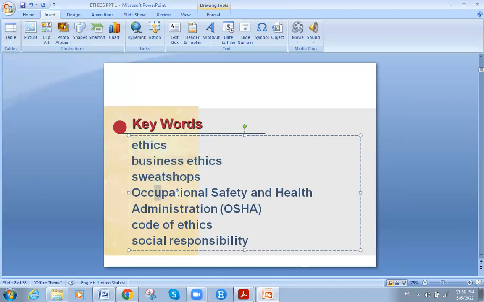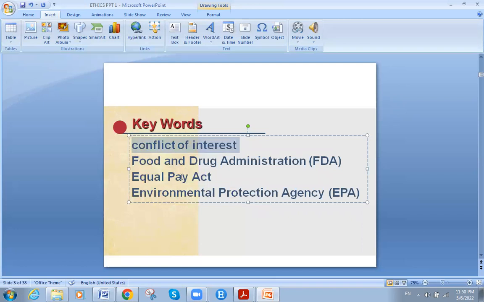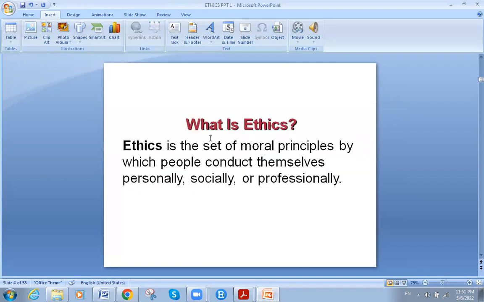We will cover sweatshops, the Occupational Safety and Health Administration, code of ethics or code of conduct, and social responsibilities. When we talk about ethics, we have to talk about these topics, and give each one of them a certain place. There are also things like the ethical dilemma or conflict of interests. We have the Food and Drug Administration, the Equal Pay Act, and the Environmental Protection Agency. That's all in the United States.